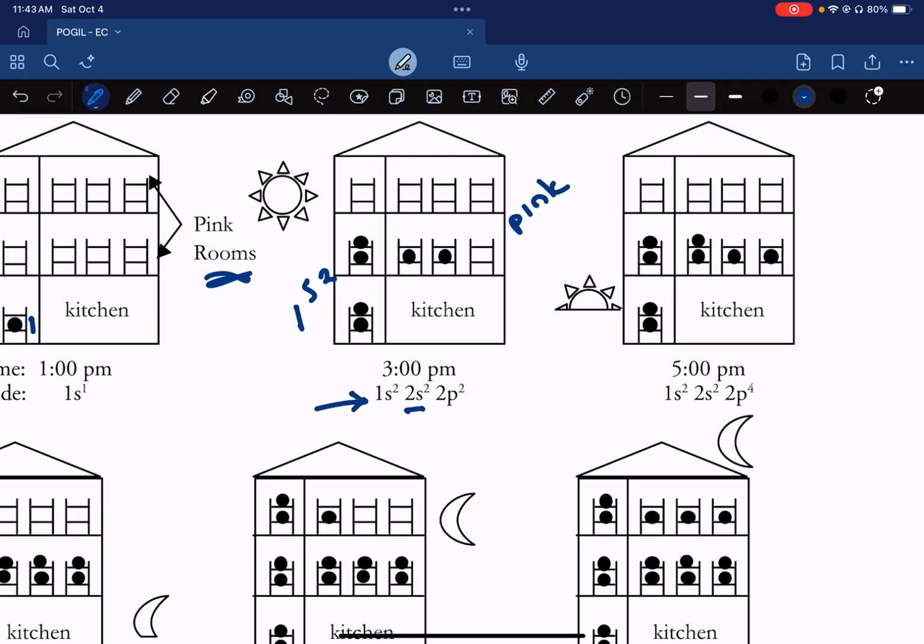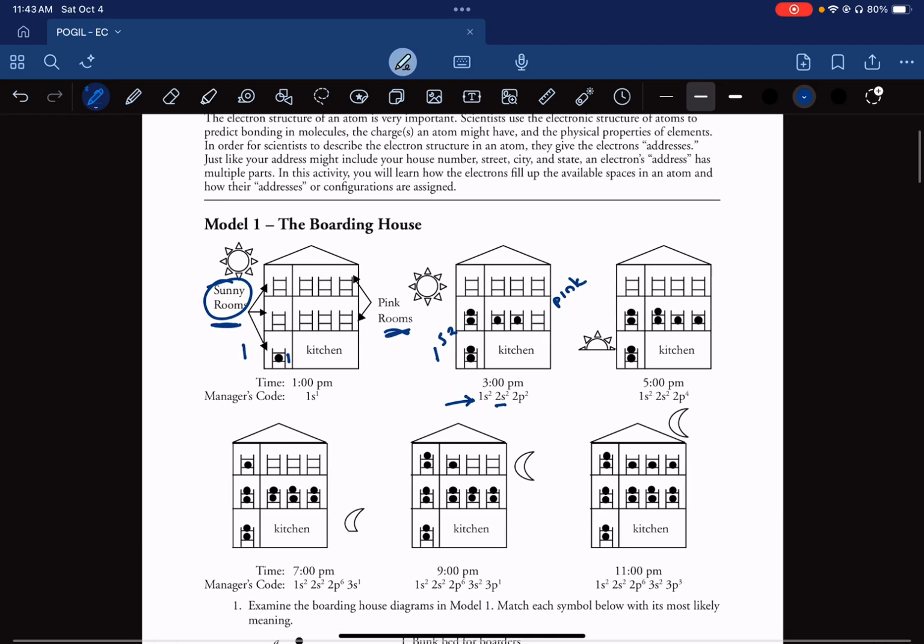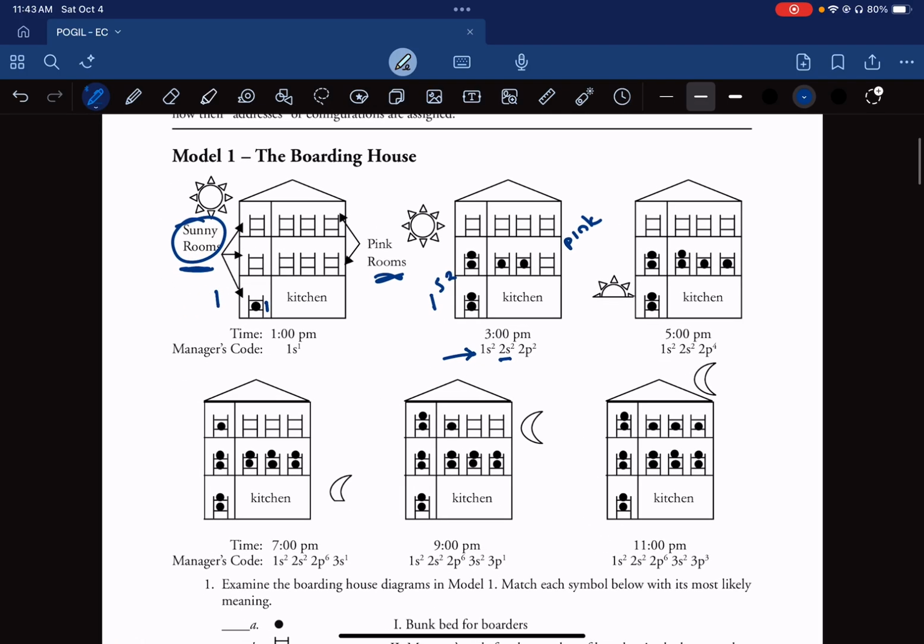In class, what I had students do is look at these boarding houses and try to come up with the rules that this boarding house manager is using when filling up this boarding house. At first, it was a little bit confusing, but if you really look, you can see that the manager is filling up his boarding house in a very specific way, following very specific rules.